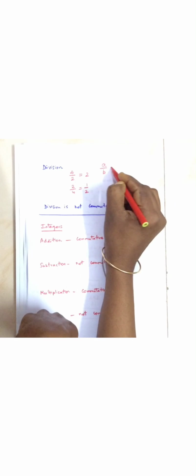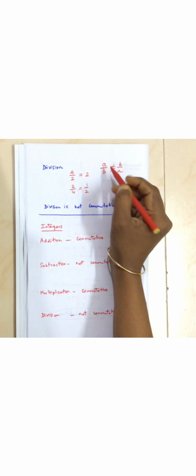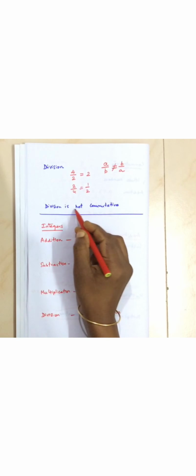The next is division. Surely we can say 4 is a whole number and 2 is a whole number. When you divide 4 by 2, it gives 2. When you interchange this, 2 by 4, it is equal to 1 by 2. So what does it mean? a by b is not equal to b by a. Consider here a and b are whole numbers. So division is not commutative for whole numbers. So next we will proceed to integers.